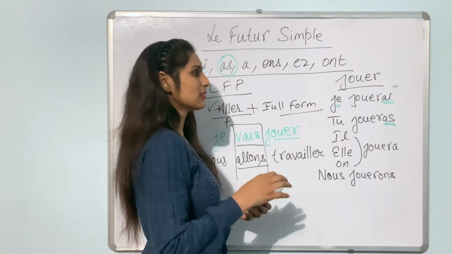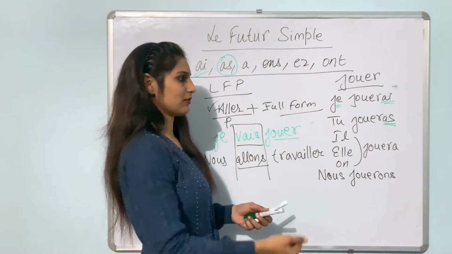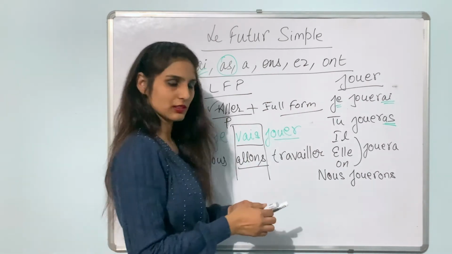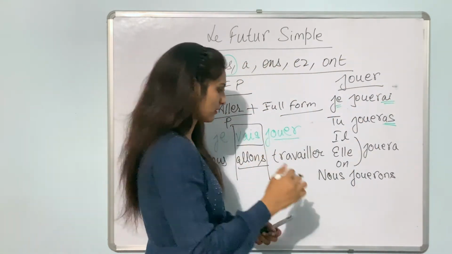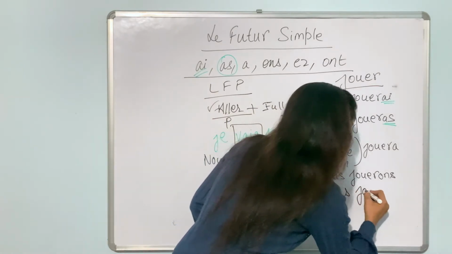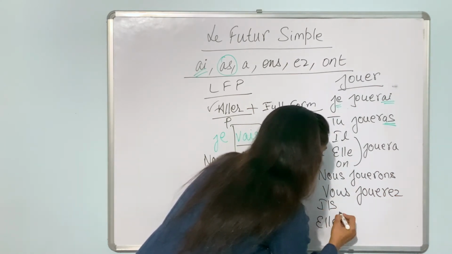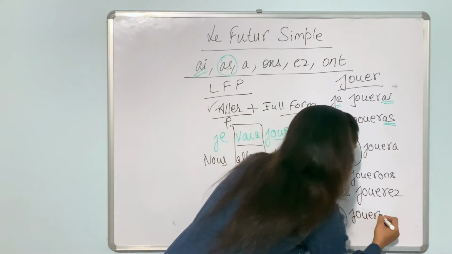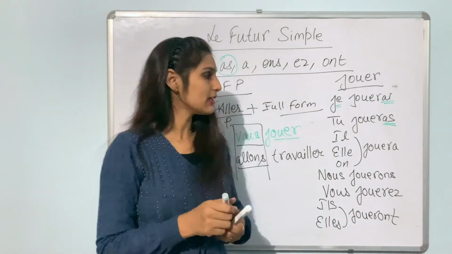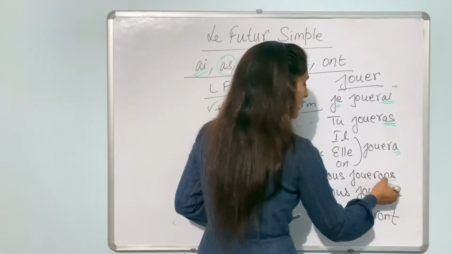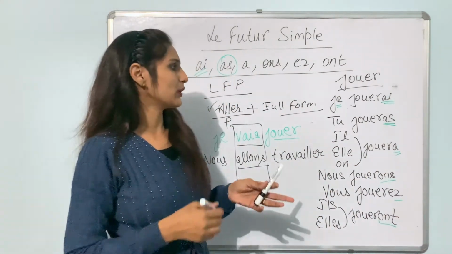So, in present case, you do not add your ER. You add E, ES, E, ONS, EZ, ENT, with your personal pronouns, as I'm going to write over here within the series. But here you keep your verb as it is. You do not change it, but you just add the terminaison. That's it. And vous jouerez, no change. Ils and elles will have jouent, no, jouront, T. So this is what my conjugation is of the simple future tense. You do only this much of change and that's all. There is no need of doing anything else with your verb.